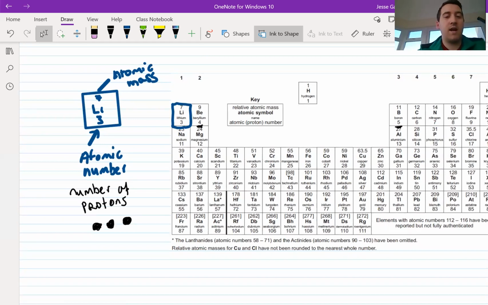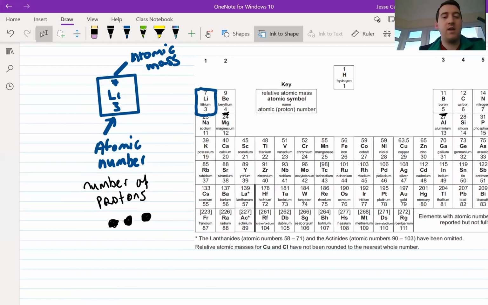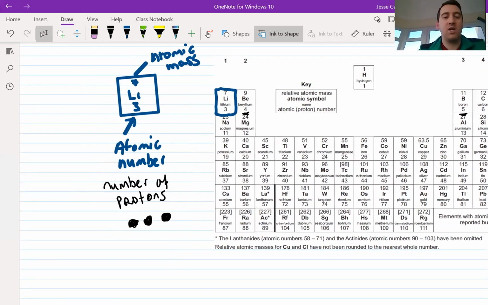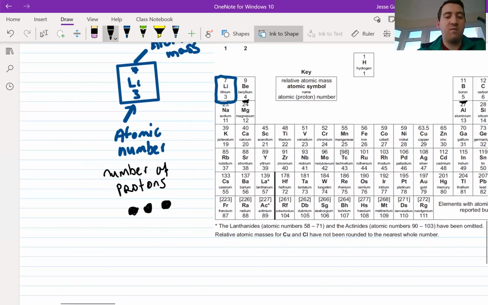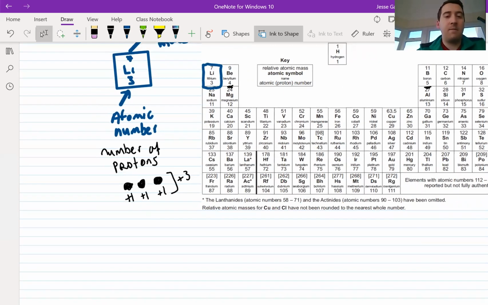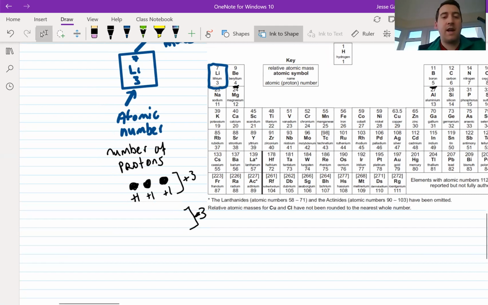Okay, so this atom of lithium has 3 protons. Now, atoms are neutrally charged overall. Each proton has a charge of +1. So together, these 3 protons have a charge of +3. Now, atoms are neutrally charged overall. That means they have to have also a charge of -3 if they are going to be neutral. So if it's an atom and it has a +3 charge, it must also have a -3 charge.